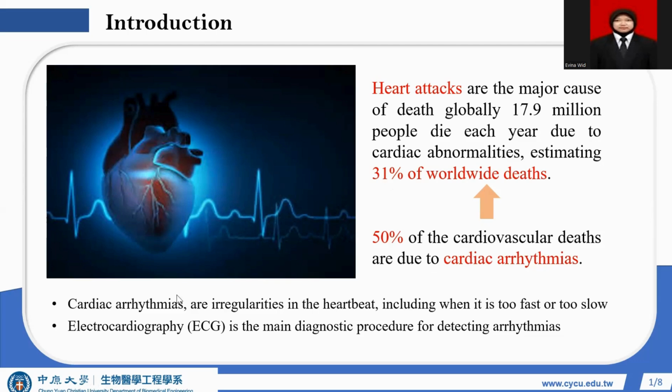Cardiac arrhythmias are irregularities in the heartbeat, including when it is too fast or too slow. And how can we recognize this irregularity? We usually use the ECG, or electrocardiography, as the main diagnostic procedure for detecting arrhythmias.